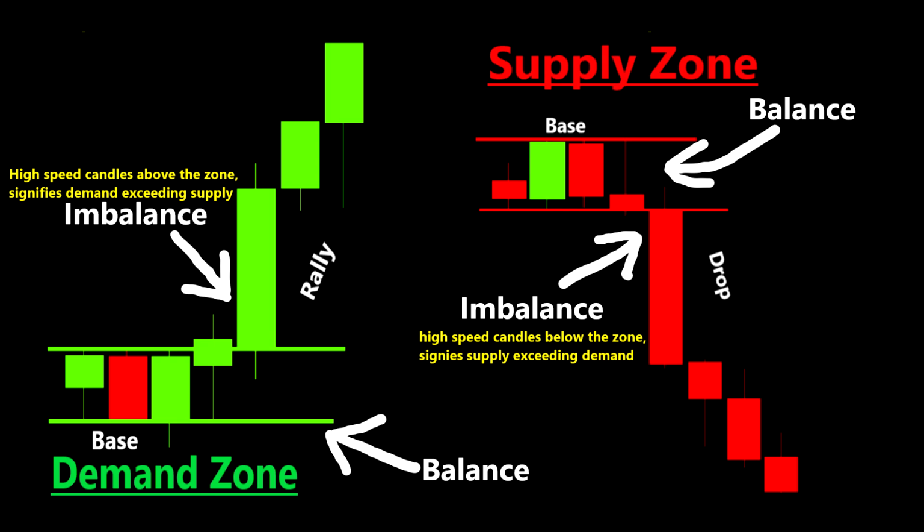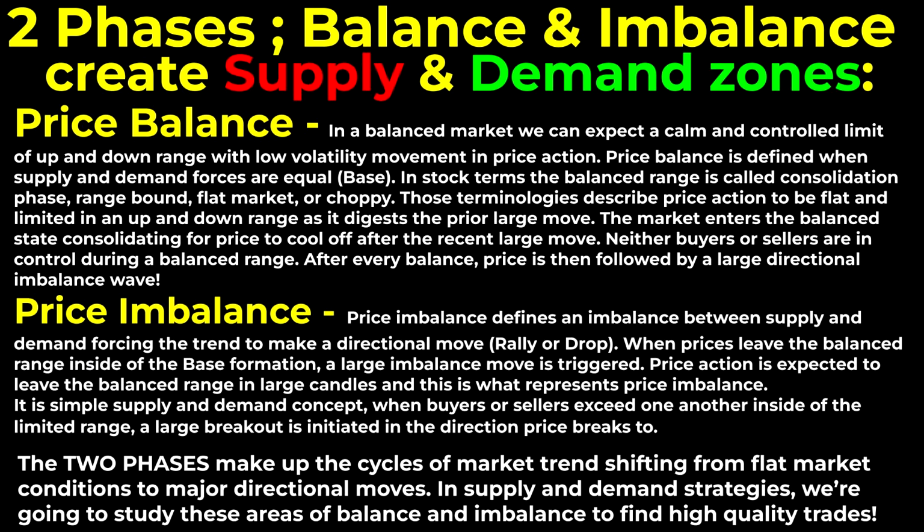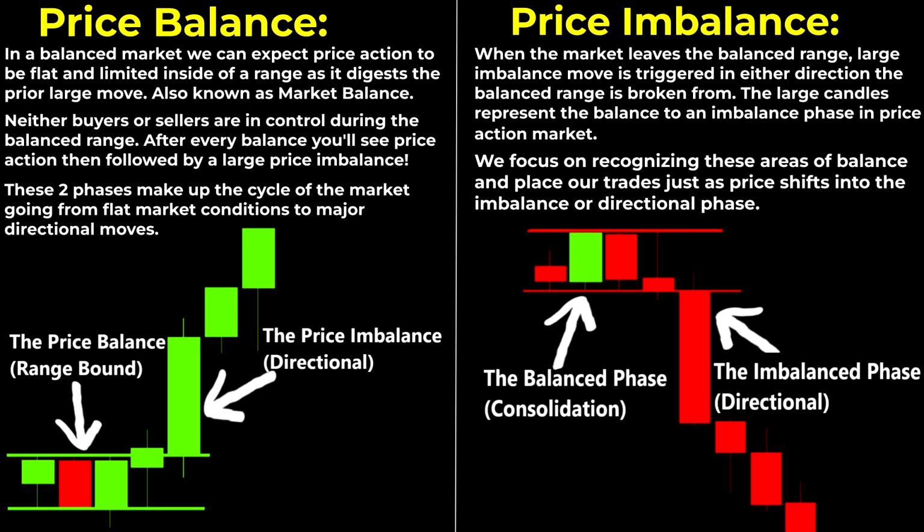There are two phases in supply and demand. We have balance and imbalance. You're going to see balance and imbalance in every single price chart that you look at. Anytime that you see a movement in the market, this is because supply exceeds demand or demand exceeds supply. So let's go over the two phases in supply and demand.